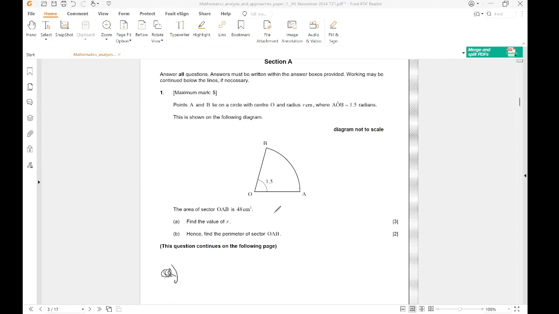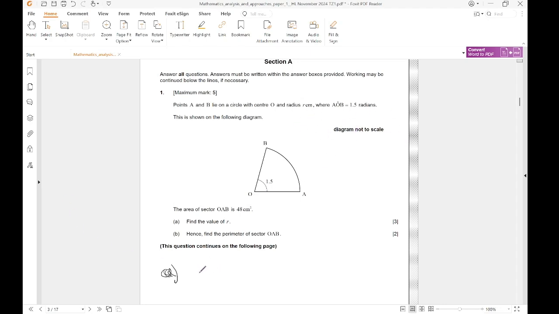use your calculators. So points A and B lie on a circle with center O and radius r centimeters, where AOB is 1.5 radians. This is shown in the following diagram. The area of sector OAB is 48 centimeters squared. So I want you to pause the video and have an attempt at it before I start explaining, and I want you to remember that this diagram is not to scale.